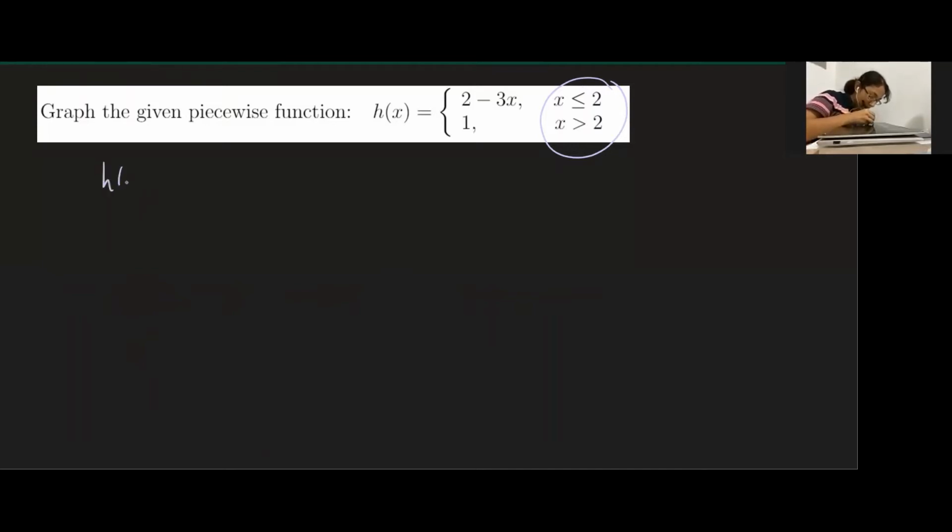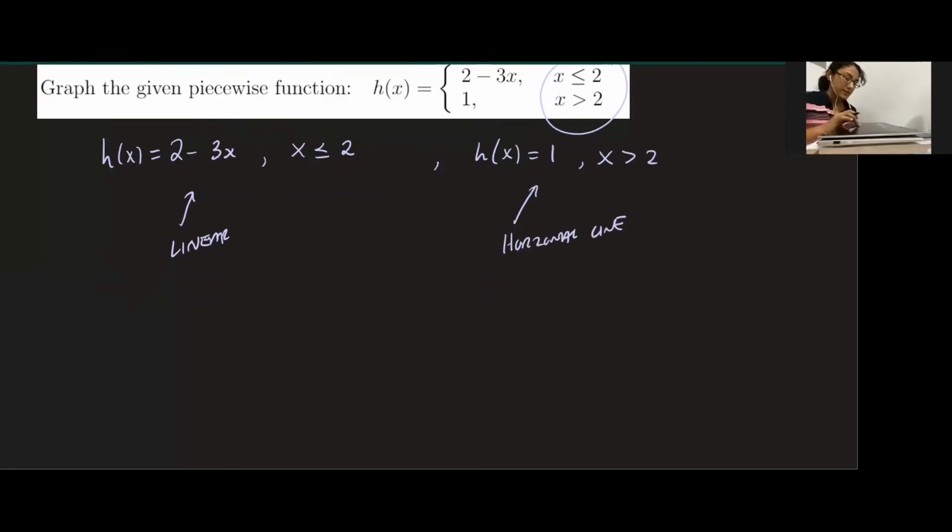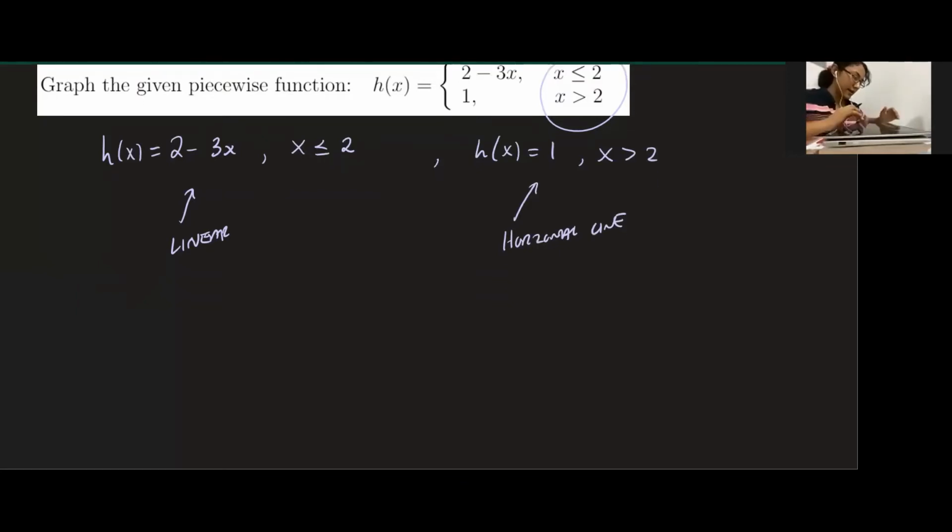We have h of x is equal to 2 minus 3x on the interval x is less than or equal to 2. And we're going to have the function h of x is equal to 1 on the interval x is greater than 2. So you should realize that this is a linear function. So it's a line, and this is just a horizontal line at 1. So using that knowledge, we can go ahead and graph these functions.